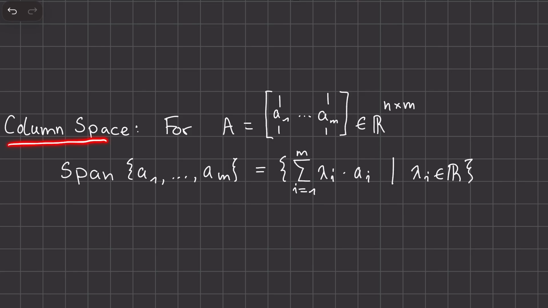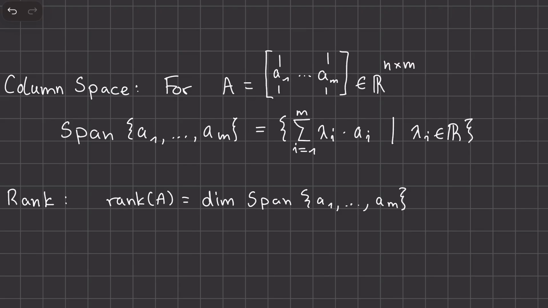Formally, the definition of column space is that for a matrix, which is composed of these columns A1, which have length n, and there are m many of them, it is just the span of all of these vectors. So our column space is the span of all the columns of A. And that is why it's called column space. If you remember from my previous video, this is the definition of span: every point that's reachable through linear combination of our input vectors.